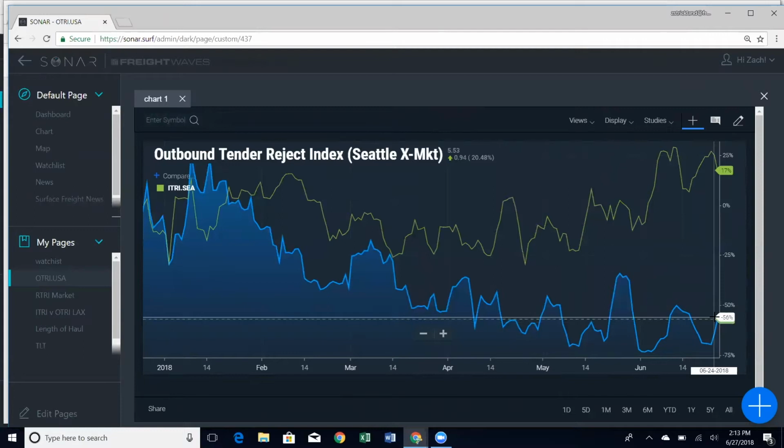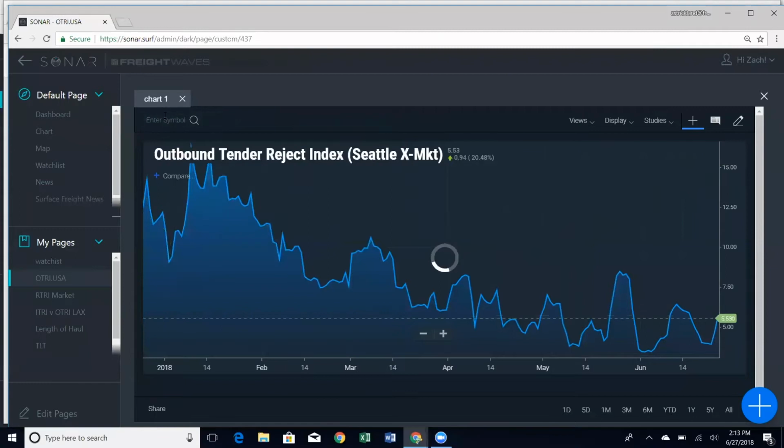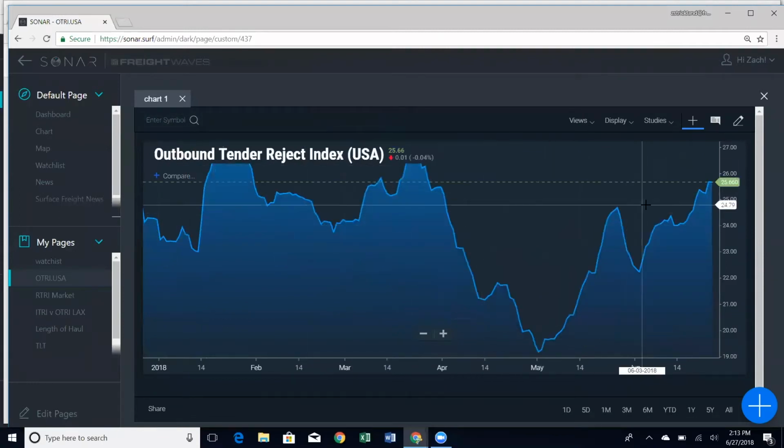What I will say is this: if you look at the Outbound Tender Rejection Index for the United States, I kind of use this as my baseline for understanding what exactly the country is doing. Because what do you do in the financial markets? Everybody kind of judges themselves against the SPY or the industrial indices, the main guys that are moving the market, and they say, how am I performing in relationship to the spider? And that's kind of what our Outbound Tender Rejection Index in the USA is.